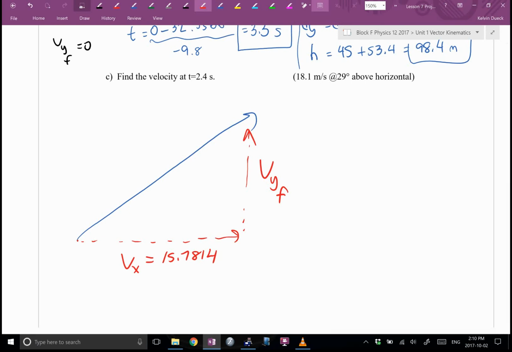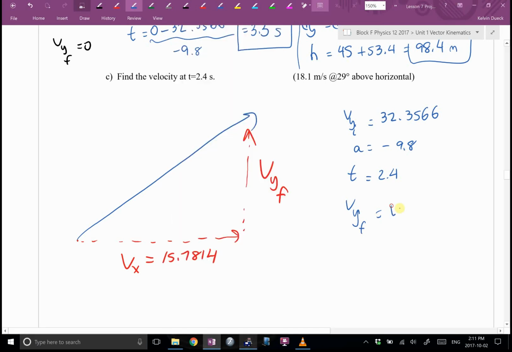Vy after 2.4 seconds. How can I figure that out? I can calculate it. I know that Vy initial was 32.3566. Is that right, I believe? I know that my vertical acceleration is negative 9.8. And I don't have to spend all my time finding time. If they give me time, the question falls apart. They gave me time. How much time were we talking about here? And I can find Vy final.